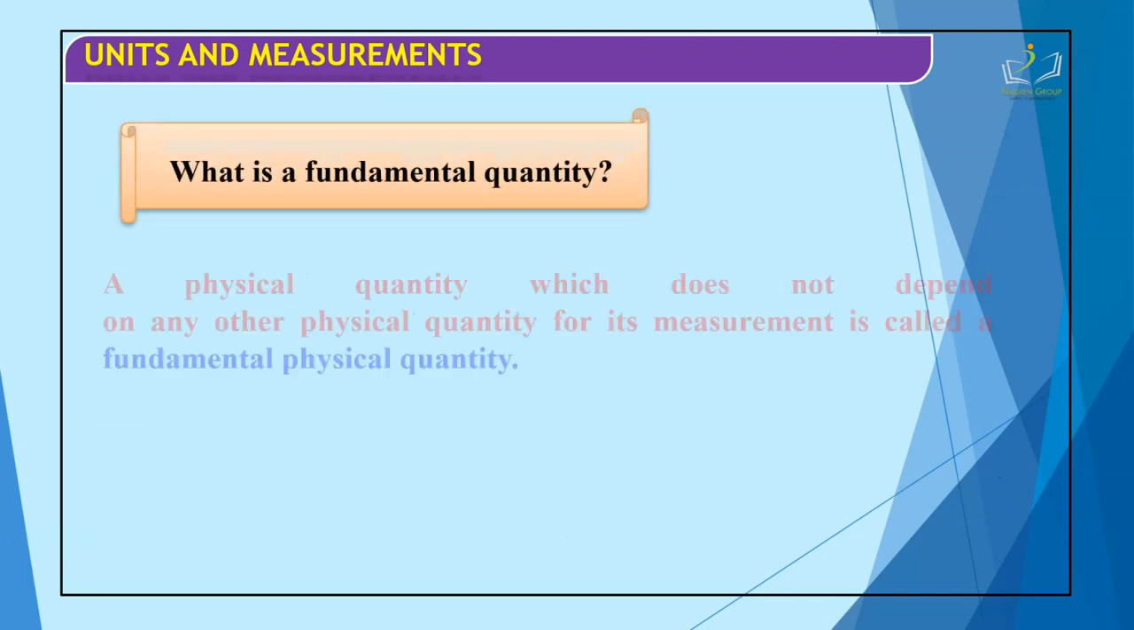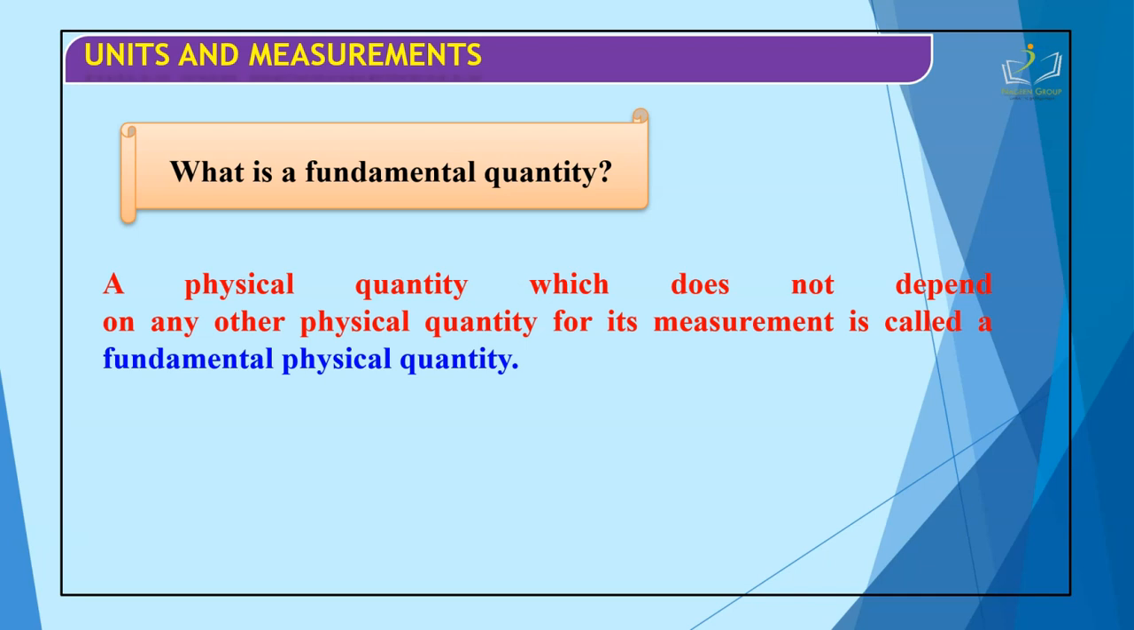What is a fundamental quantity? A physical quantity which does not depend on any other physical quantities. Like the different kinds of physical quantities we have taken previously, they individually have their own properties, their own nature. So we say that is a fundamental quantity, meaning they have their own property and do not depend on any other particular quantities.